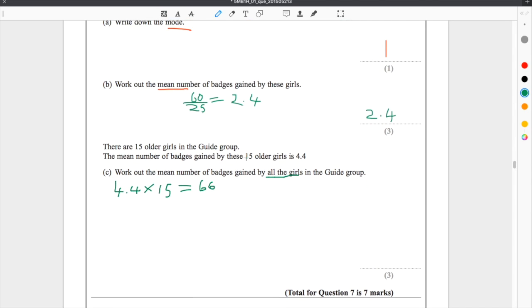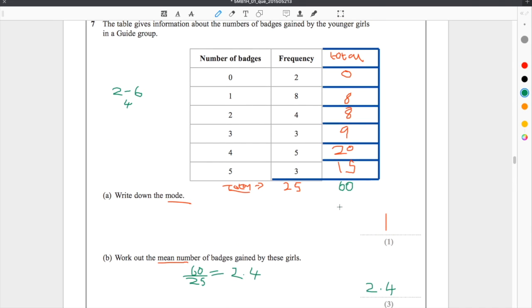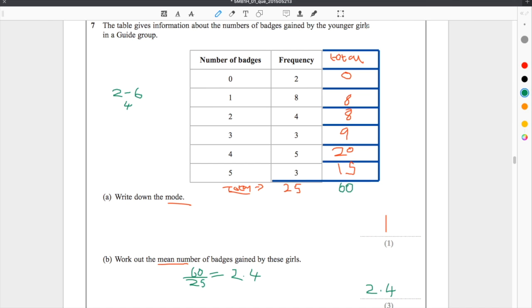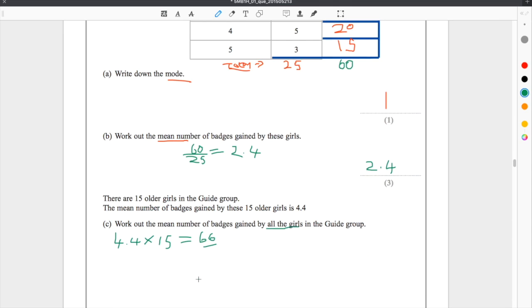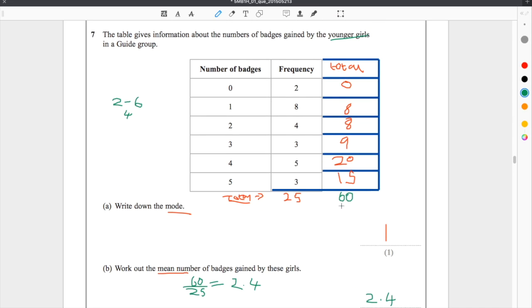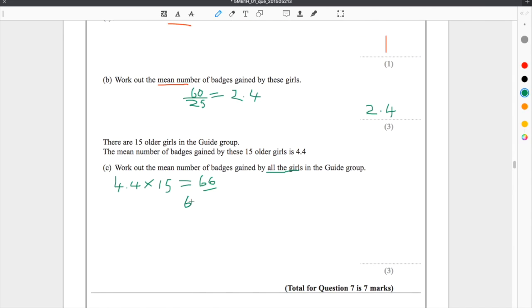And what we do then is we add this to the total we got here with the younger girls, because effectively what we've calculated here by doing the mean times 15 is the same as what we've calculated here, which is 60. So adding those together gives us a total, and adding them together gives us 126.